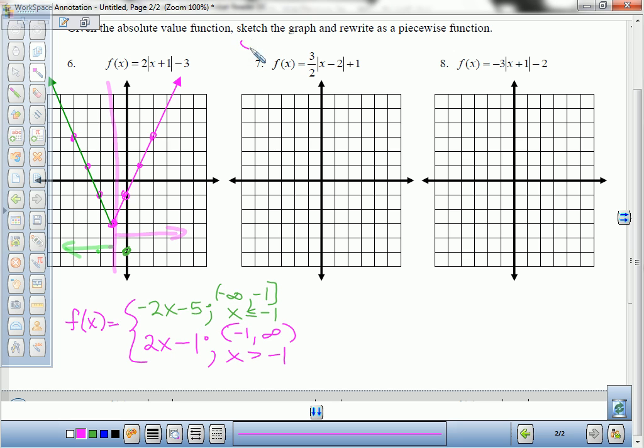All right, I want you to try these two. So first you're going to graph it, and then you're going to break it apart. Take that absolute value and rewrite it as the two lines that form that absolute value.